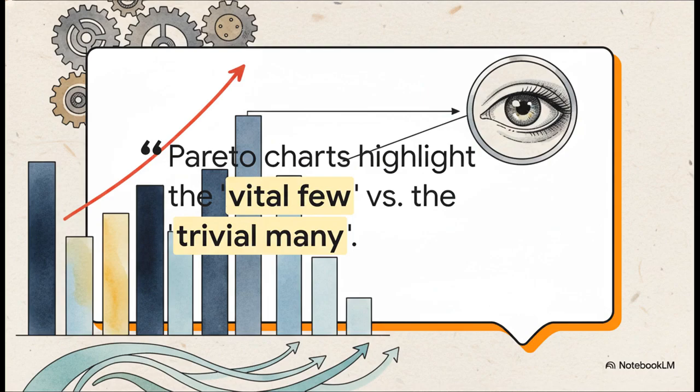A Pareto chart forces your attention onto the most significant factors right away. It's all about separating the vital few from the trivial many. You might know this as the 80-20 rule, and in business, this is a killer tool for spotting the biggest problems or the best opportunities in seconds.